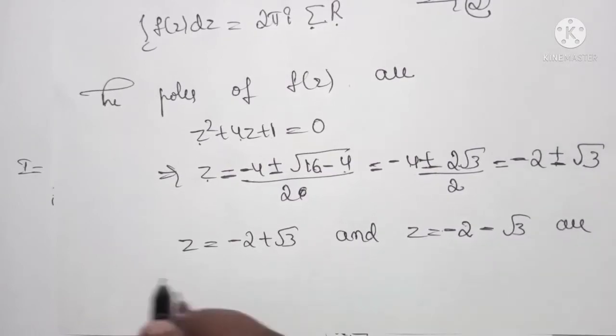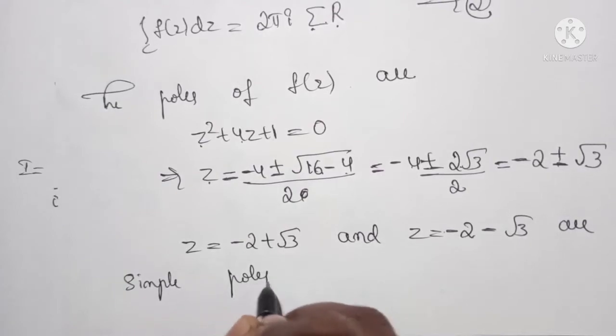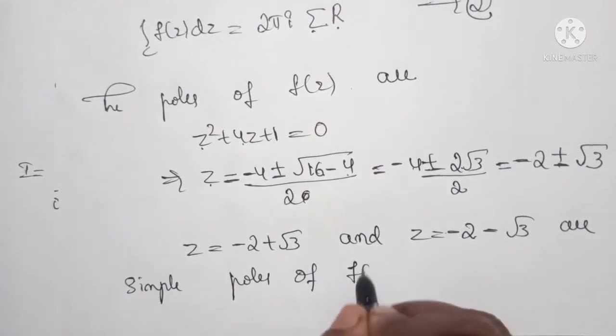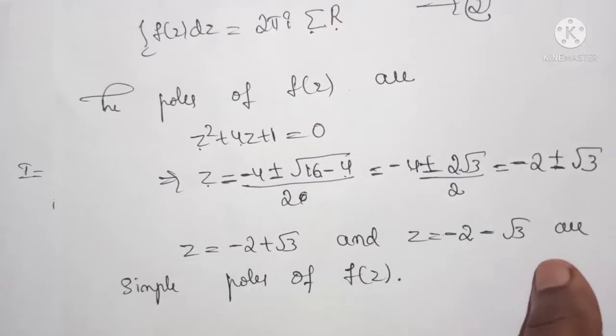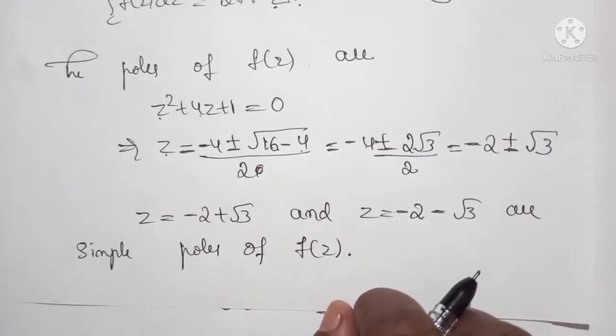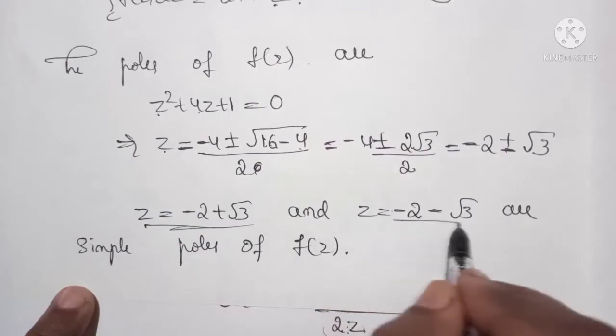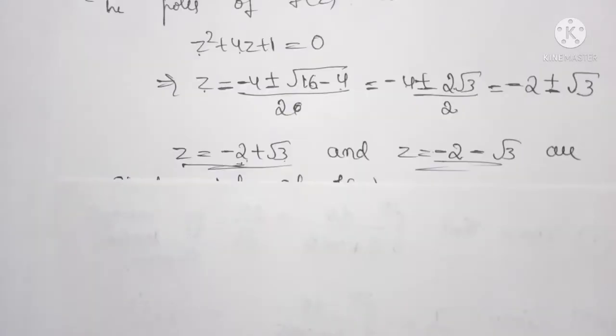are simple poles of f of z. Now we find the residue if these 2 points lie inside C, otherwise we will get the integral value equal to 0. First we check whether these 2 poles lie inside or outside of C.